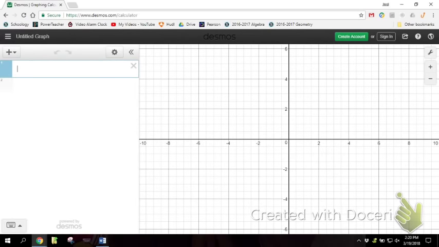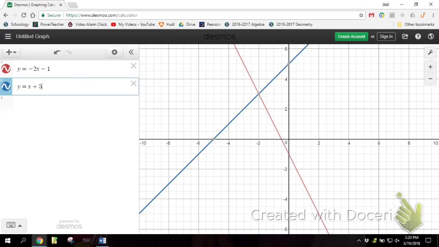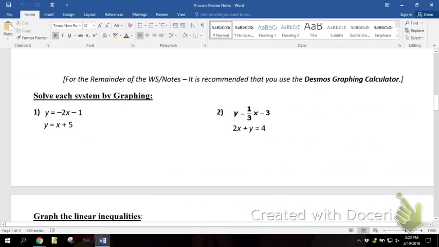With the first one, it's really user-friendly. What I can do is plug in each of the equations. You can just type it in: y is equal to negative 2x minus 1. Then you can click down and get another line: y is equal to x plus 5. In gray in the middle of the graph, they show where the intersection is, so you can click it and it'll show it in black. I know that my answer for question number 1 is the ordered pair negative 2, positive 3. So I jump over here and write the ordered pair negative 2, positive 3.